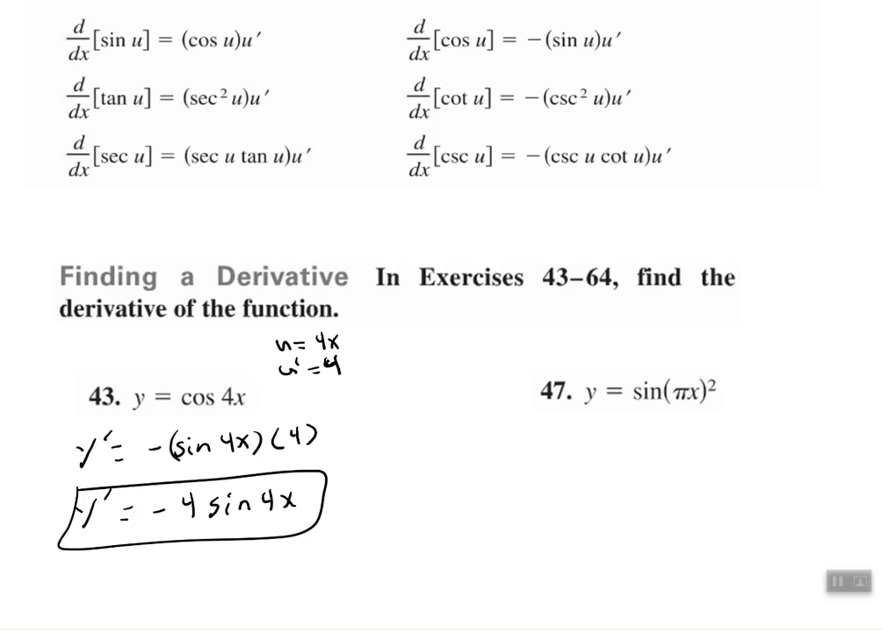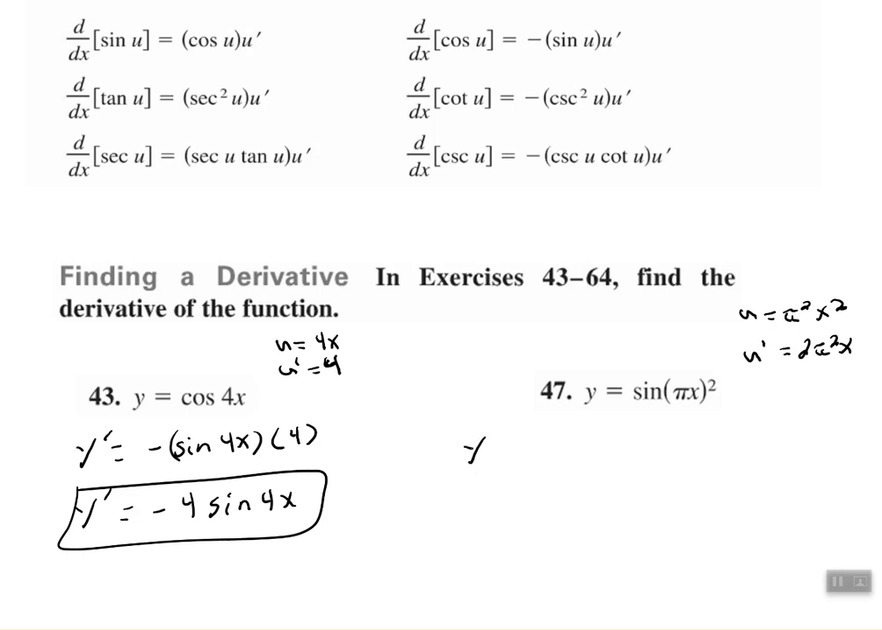Alrighty, number 47 here, we will have y equals sine of pi x squared. So in this case, the u is pi x squared. So let's write that as, and remember pi is just a number, so let's write that as pi squared times x squared. Therefore, u prime is just going to be 2 times pi squared x.